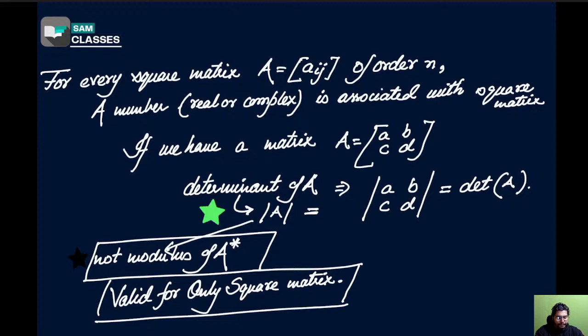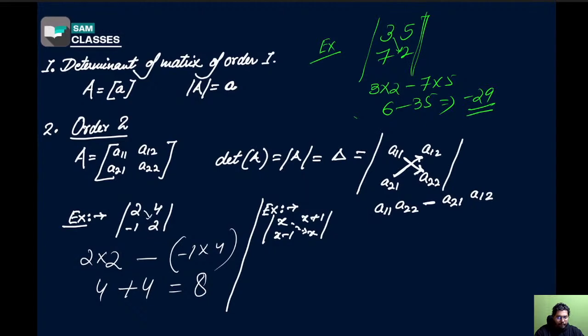Okay, next. Next what we have is the determinant of a matrix of order 1. If it is just order one, the value is the same. Clear? Just one order only, the value is the same. Okay? Next, if the order is 2, what we'll do? We'll solve it.